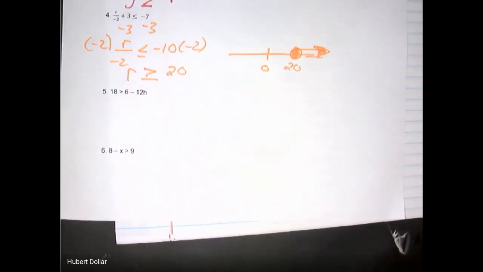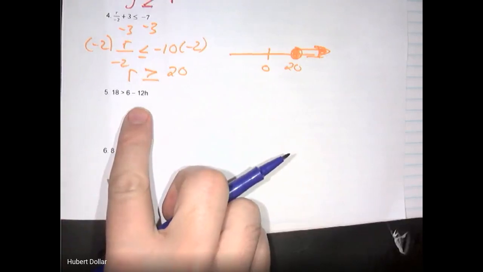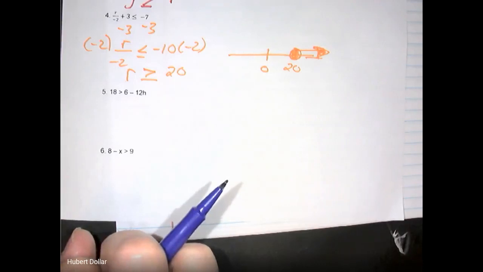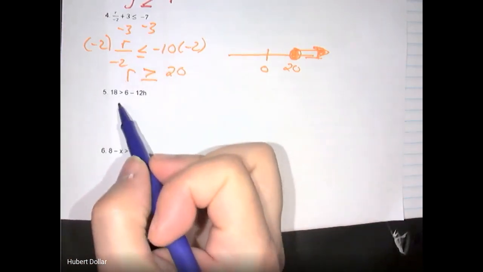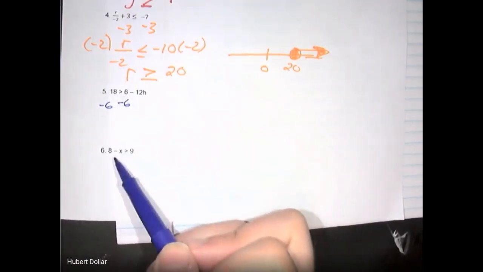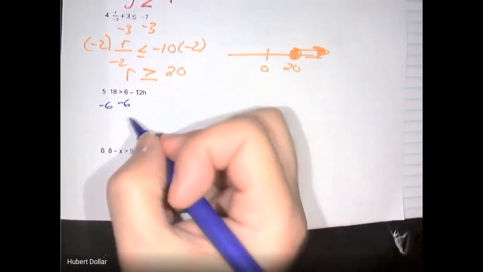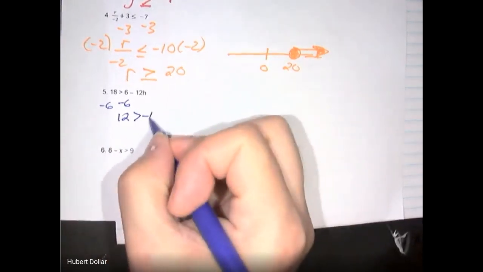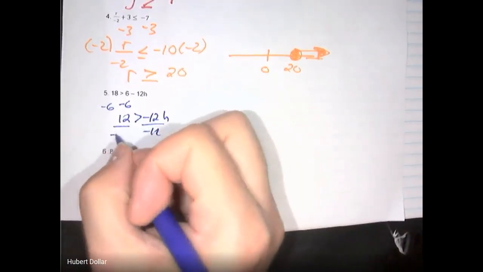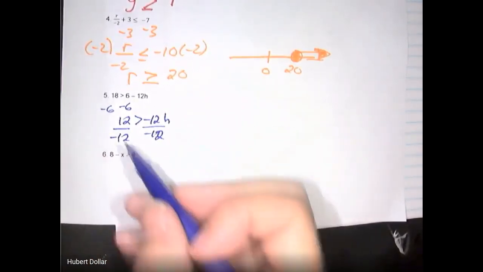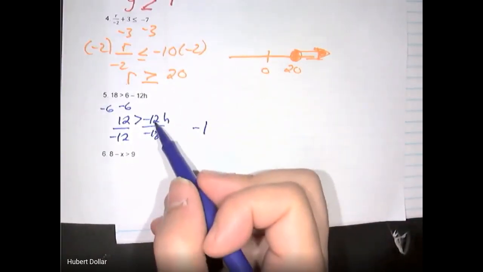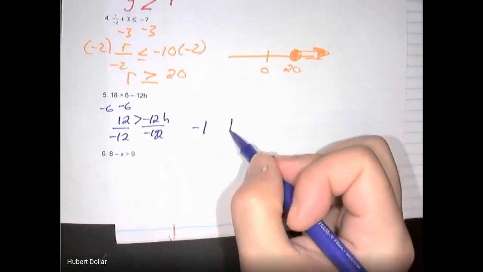All right, number 5. The variable is on the right-hand side, that's not an issue. We're just going to have to switch it back over when we get done. The opposite of adding 6 is minusing 6. Now do not be fooled. That negative is with the 12, not with the 6. It's always the sign in front. So 12 is greater than negative 12h. We're going to divide by negative 12 on both sides. Positive 12 divided by negative 12 is negative 1. A negative 12h divided by negative 12 is a positive h.